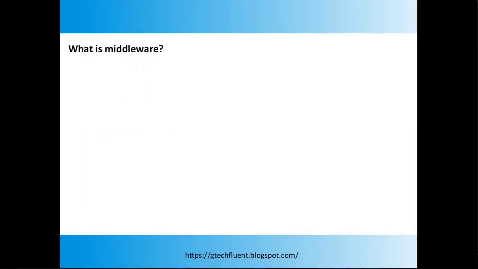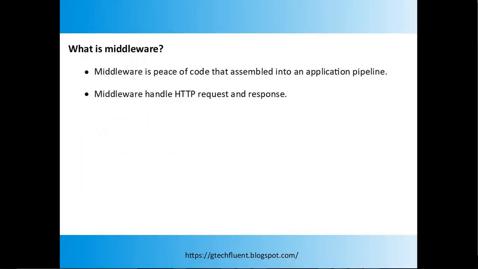In ASP.NET Core, middleware is a piece of code that is assembled into an application pipeline to handle an HTTP request or response. A given middleware component in ASP.NET Core has a very specific purpose. For example, we may have a middleware component that authenticates users, another piece of middleware to handle errors, and yet another middleware to serve static files such as JavaScript files, CSS files, or images.